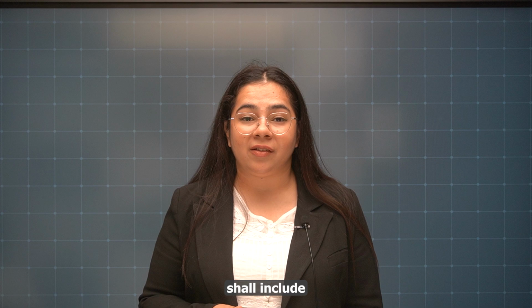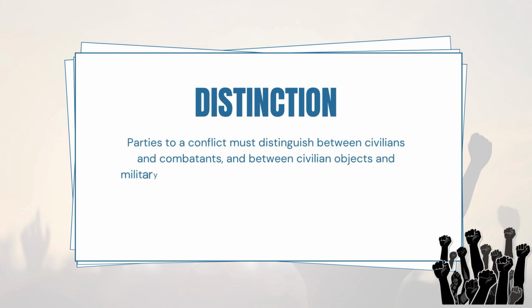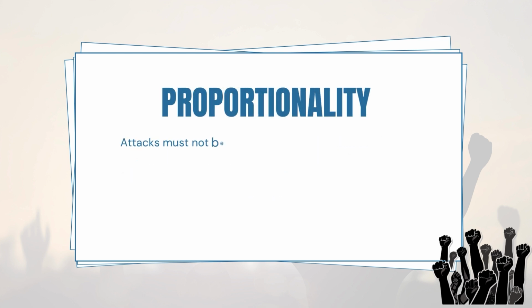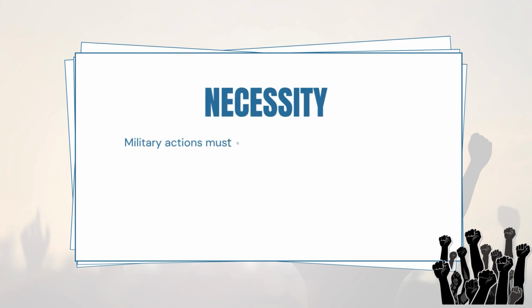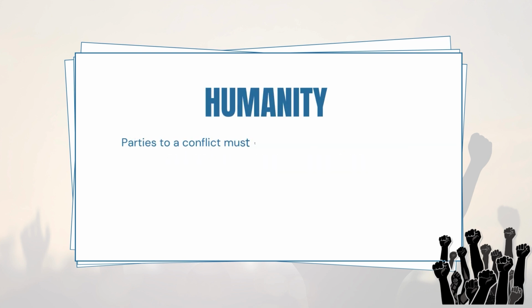Key principles of IHL include distinction. Parties to a conflict must distinguish between civilians and combatants, and between civilian objects and military objectives. Attacks may only be directed against military objectives. Proportionality. Attacks must not be excessive in relation to the concrete and direct military advantage anticipated. Necessity. Military actions must be limited to what is necessary to achieve a legitimate military objective. Humanity. Parties to a conflict must treat all persons humanely and must not inflict unnecessary suffering.